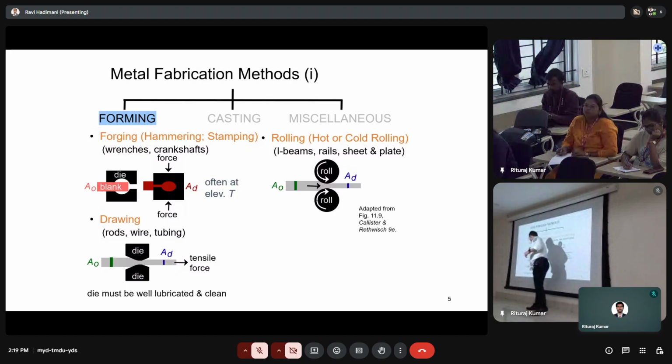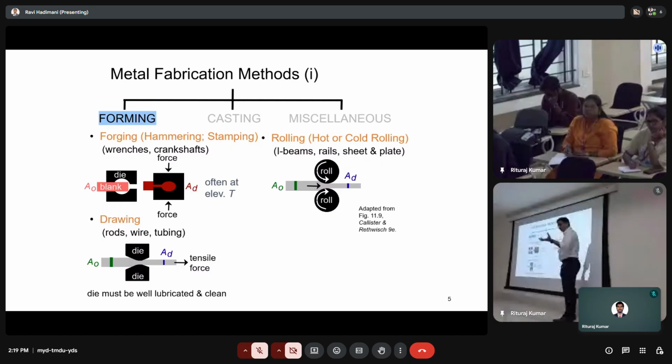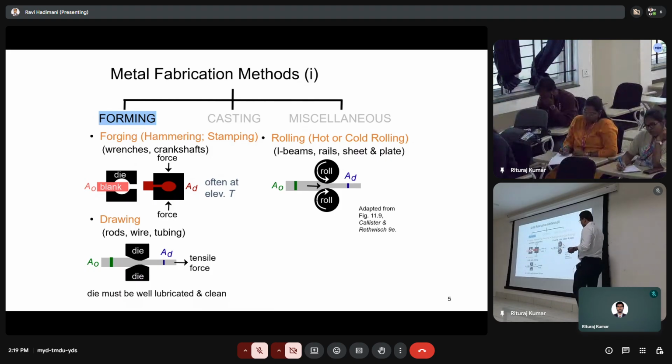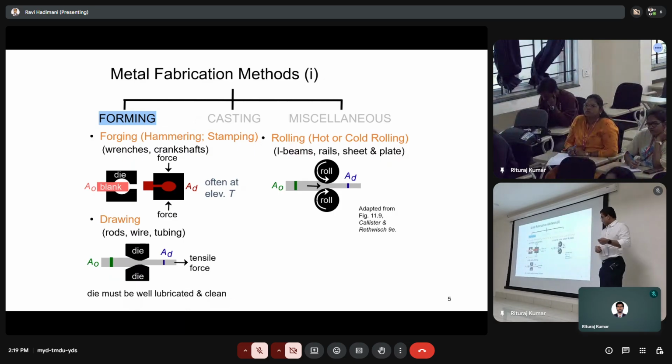And drawing is similar to rolling, but here you have a specific shape of die, and you draw. It could be circular or it could be a certain shape. You use tensile force to draw it, whereas the dies stay in the same place. In rolling, you roll the material to reduce the dimension. There also you reduce the dimension, but there the dies don't move. Here the rolls move, and in drawing you use a tensile force.